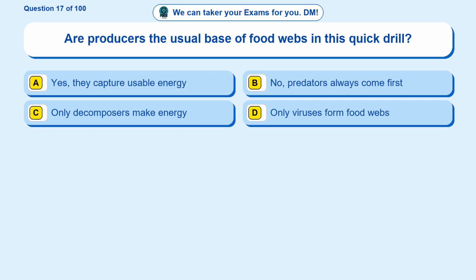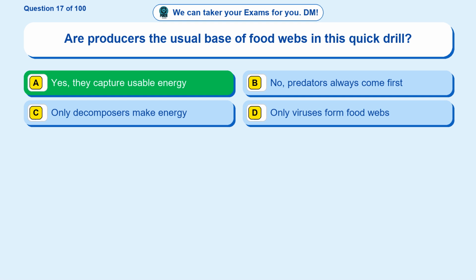Question 17. Are producers the usual base of food webs in this quick drill? Option A. Yes, they capture usable energy. Option B. No, predators always come first. Option C. Only decomposers make energy. Option D. Only viruses form food webs.